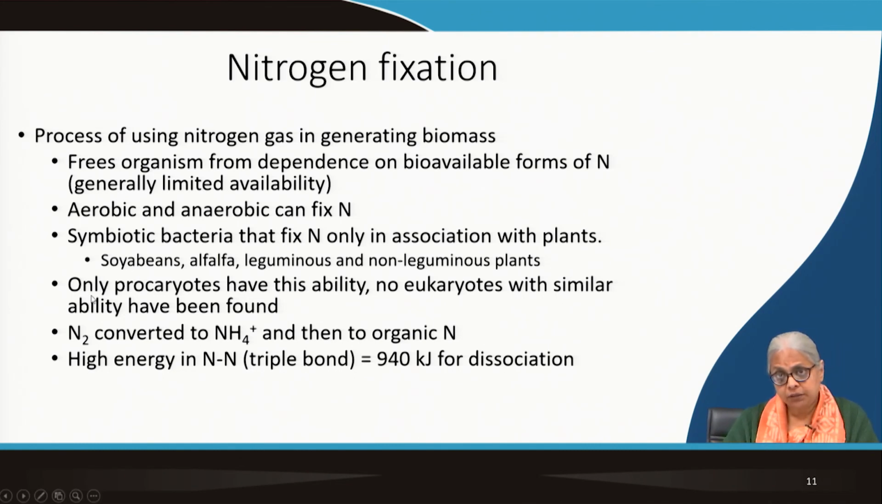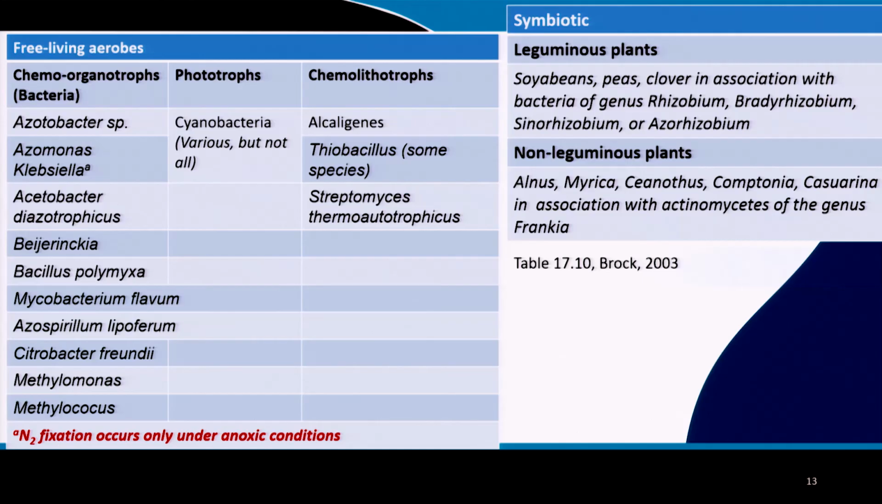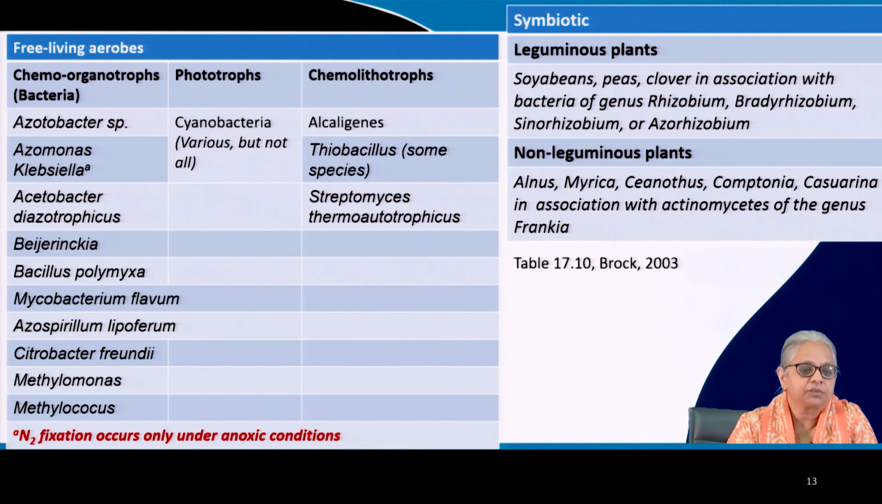Only prokaryotic or bacterial species have this ability. As of now, no eukaryotes have been found with a similar ability. Nitrogen can be converted to ammonium, and then to organic nitrogen. So, you have high energy in the triple bond that's available. So, in this slide and in the next, I have quite a few examples from the textbook of different types of species that are responsible for nitrogen fixation.